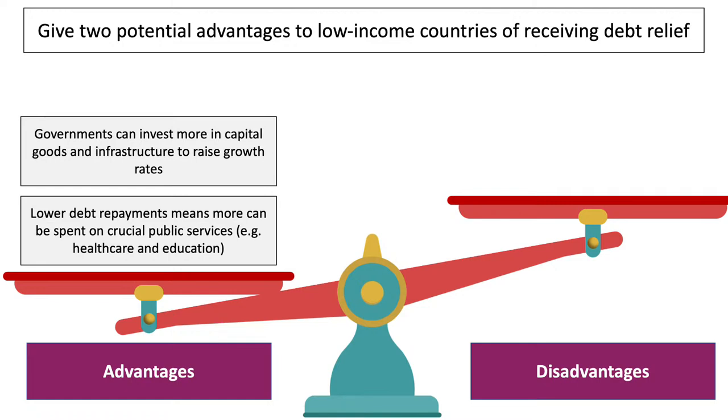George has come back for a second one. So many low-income countries are corrupt, so the debt relief could be wasted as citizens won't see any improvement. And we discussed some of the potential consequences of corruption earlier on. Let's go for just a couple more. What else have you got?